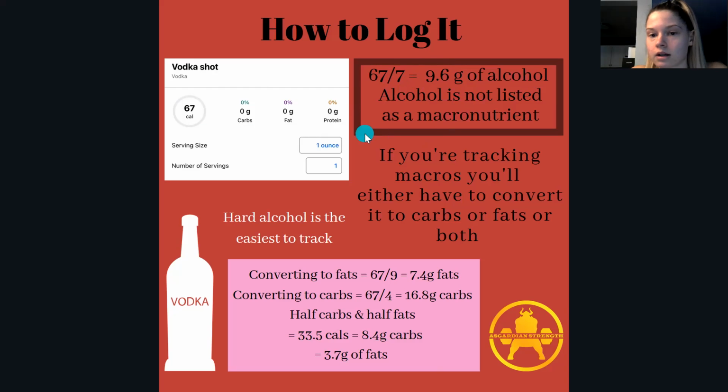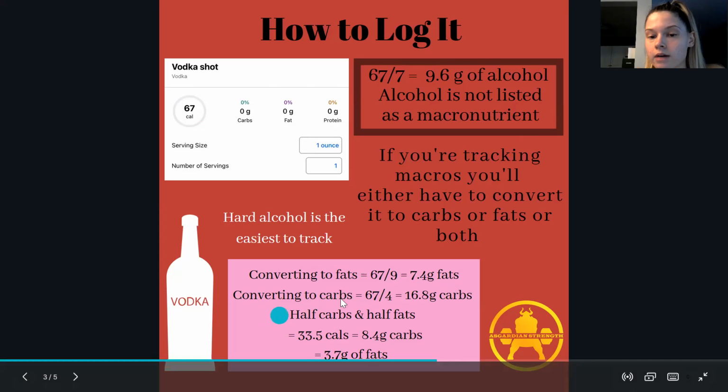And like I said, alcohol is not listed as a macronutrient for lots of reasons. So if you're tracking macros, you'll either have to convert it to carbs or fats or both of them. Hard alcohol is actually the easiest to track because it doesn't have any carbohydrates, fats, or protein. So if we are converting it to fats, we would take 67 calories and divide it by 9, and that would give us 7.4 grams of fat. And if we were to convert it to carbs, then we would do 67 divided by 4, which leaves us with 16.8 grams of carbs.